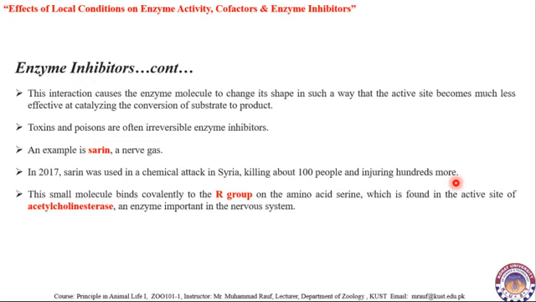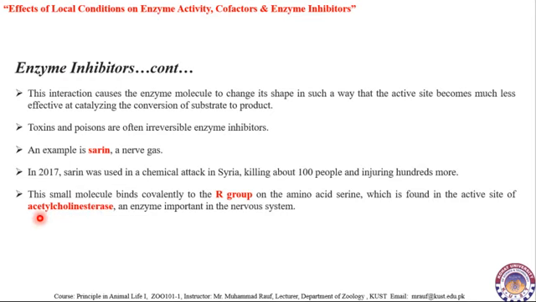Now, what was the effect of sarin on the molecular level? These small molecules bind covalently to the R group on the amino acid serine. Serine is an amino acid, so sarin gas binds to the R group of the serine amino acid, which is found in the active site of acetylcholinesterase. This is an enzyme which is responsible for the breakdown of acetylcholine.